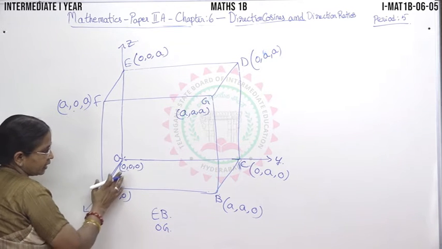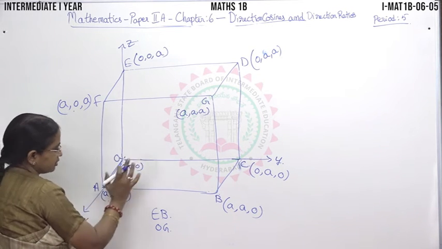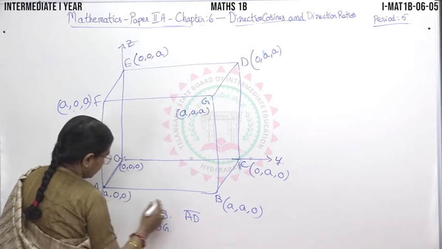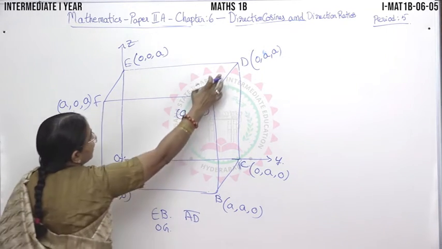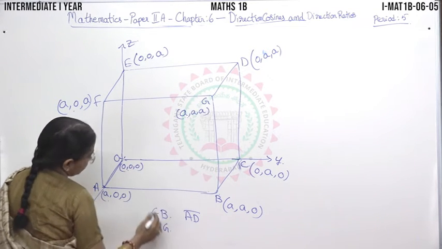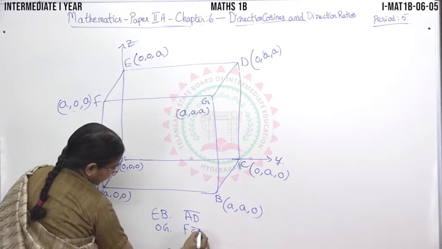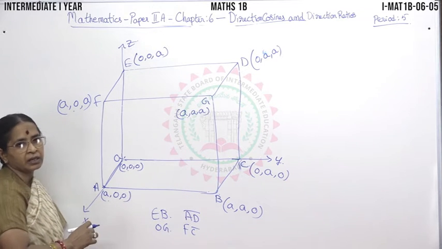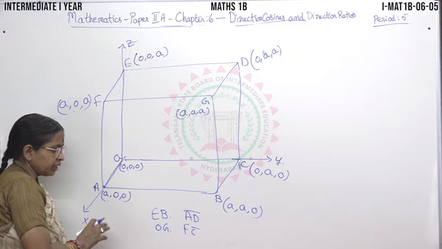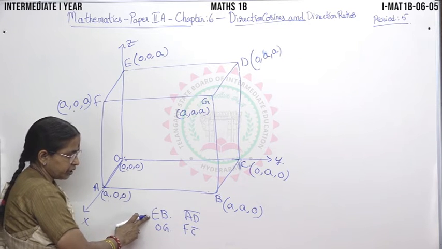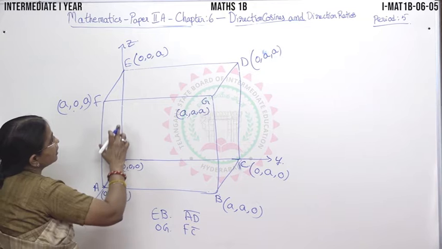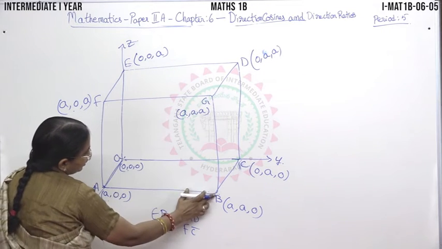If I take A, A is in this face, so the opposite vertex should be D. So AD is another diagonal. And then FC is another diagonal. So these are the 4 diagonals of the cube. Now we'll find the direction ratios of these 4 diagonals. So what is the direction ratio of EB?